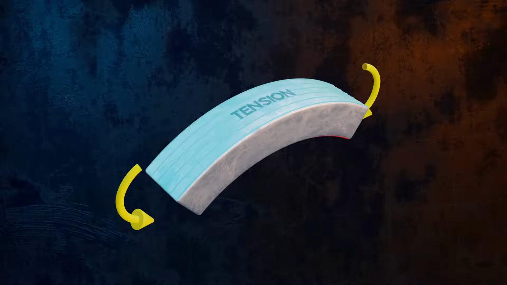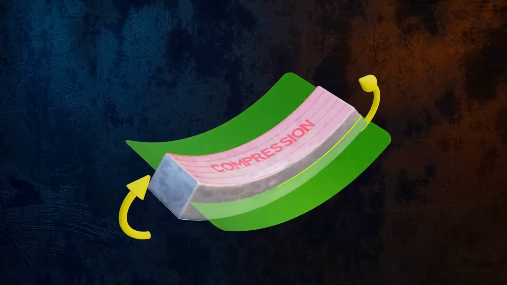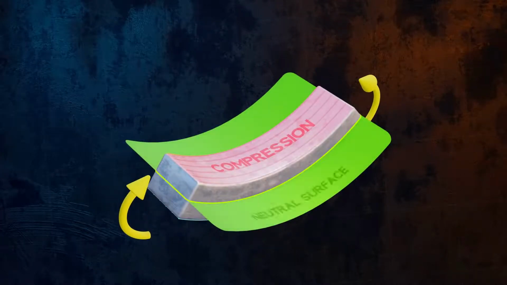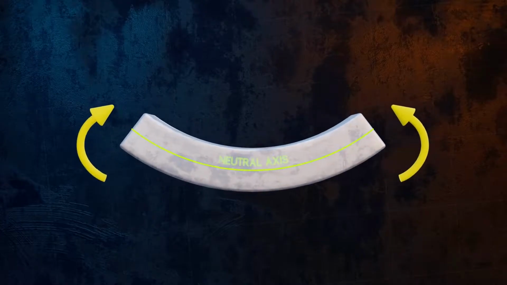Somewhere between the top and the bottom of the cross-section, there will be a surface containing fibers which stay the exact same length. This is called the neutral surface. It passes through the centroid of the cross-section. When looking at the beam in 2 dimensions, we refer to it as the neutral axis.